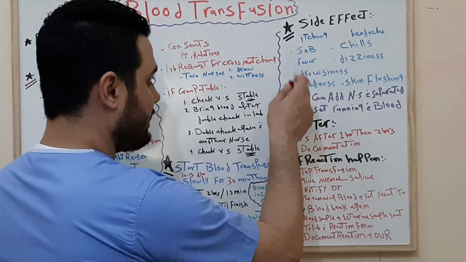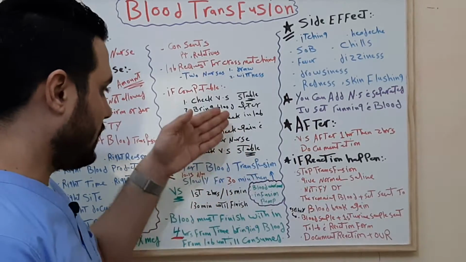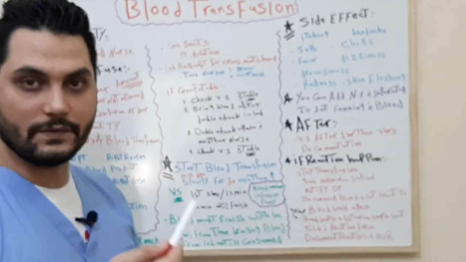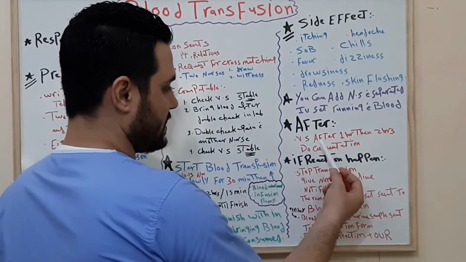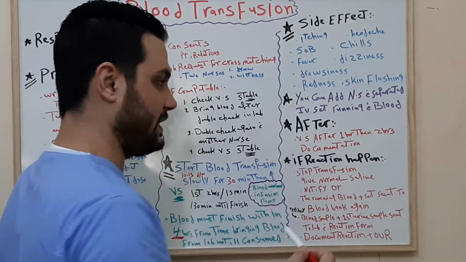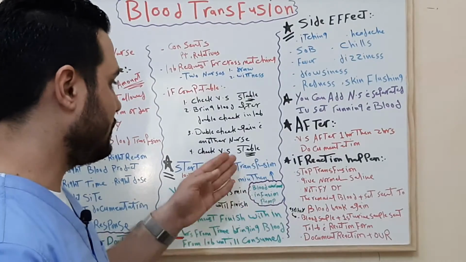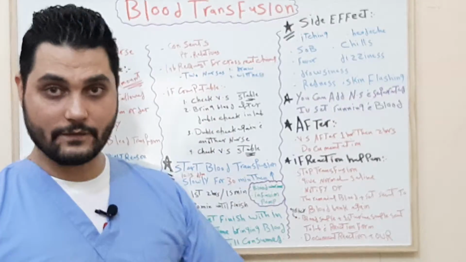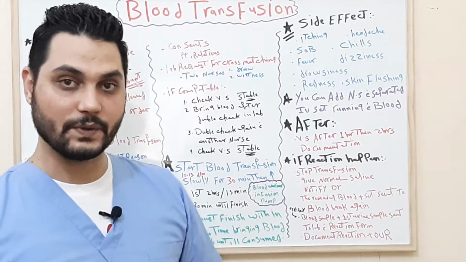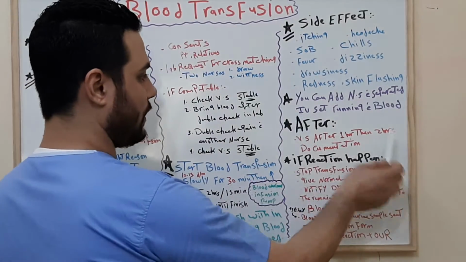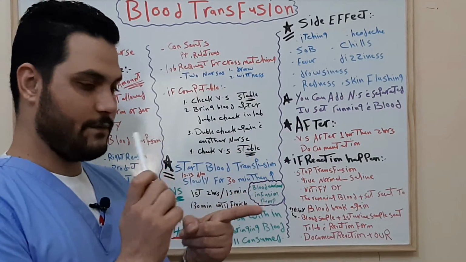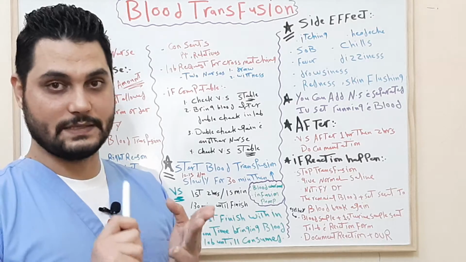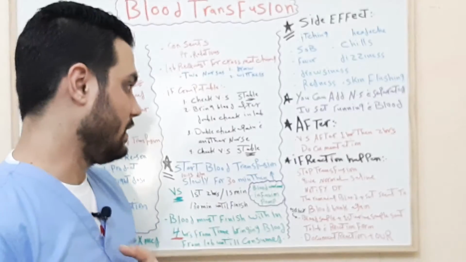If none of this happens, the patient consumes the blood, the blood finishes, and the patient is good, what will you do after transfusion? Vital signs. You must check vital signs 1 hour after finishing the blood. For example, if your blood finished at 5 p.m., at 6 p.m. you will take vital signs. After 2 hours, at 7 p.m., you will check your vital signs again. This is the last one.